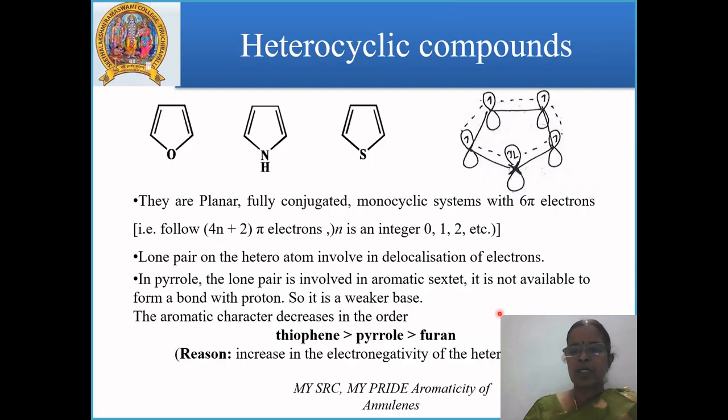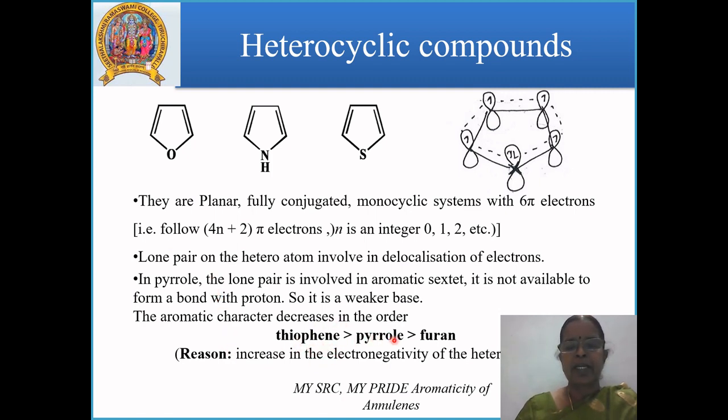Heterocyclic compounds which are aromatic in nature. These are all 5-membered heterocyclic compounds having 4 pi electrons, but a lone pair of electrons from oxygen, from the imino nitrogen, or from sulfur is used for delocalization. So this structure clearly shows the presence of 6 delocalized electrons. So they are aromatic in nature.